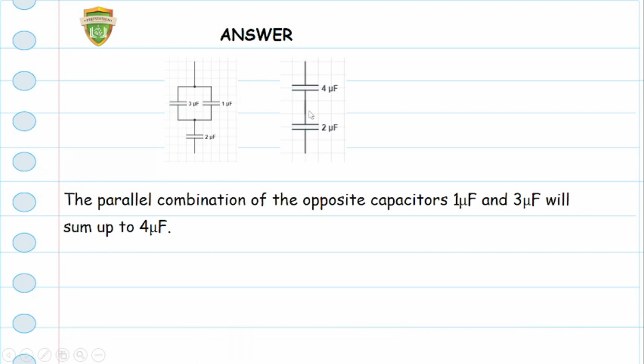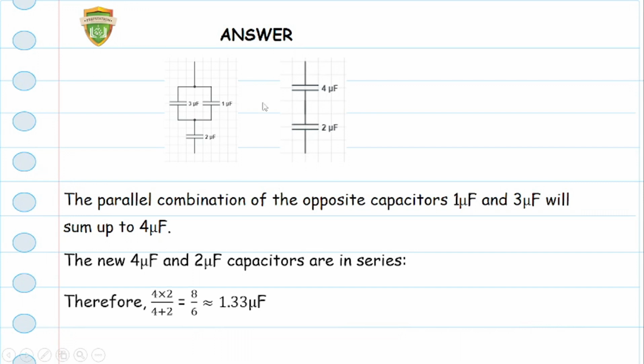Now our diagram changes: the 3 and 1 now become this 4 here. So the capacitor arrangement now looks like this, and these two capacitors are now in series. For series, we use the reciprocal. So 1 over the total capacitance equals 1 over 4 plus 1 over 2. Then you get your answer and find the reciprocal of it, which will be your actual answer.